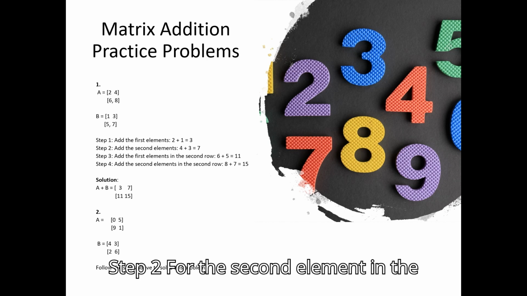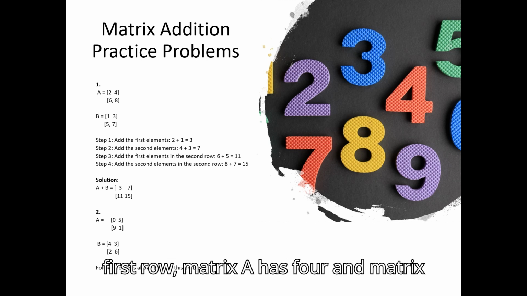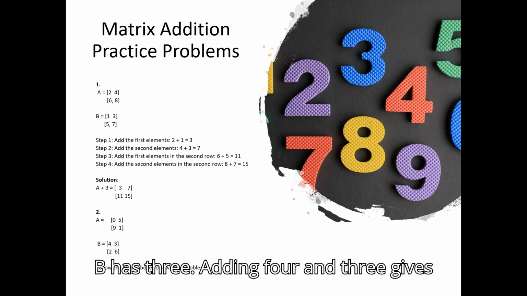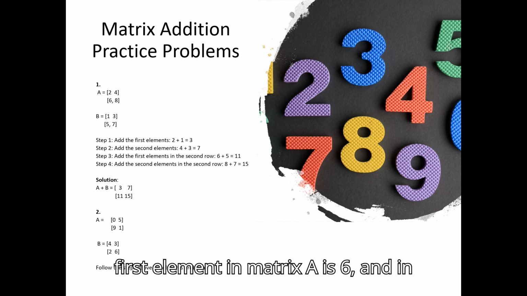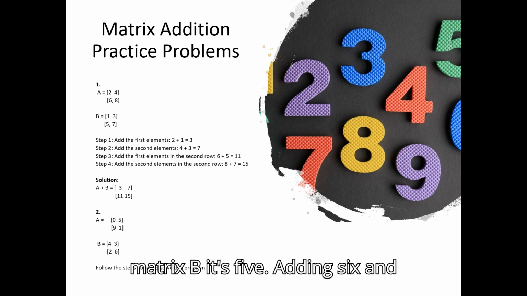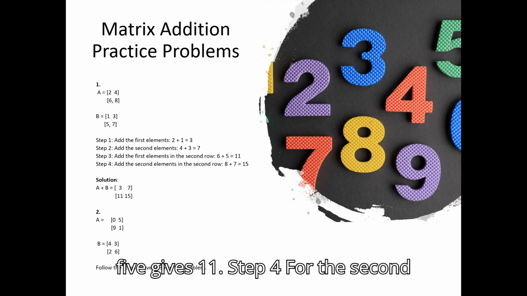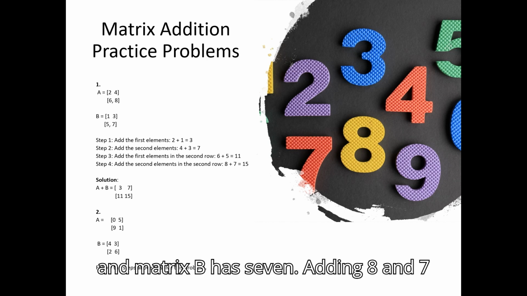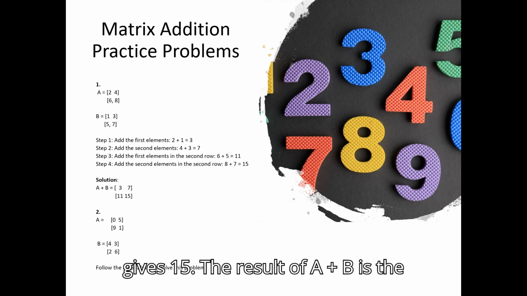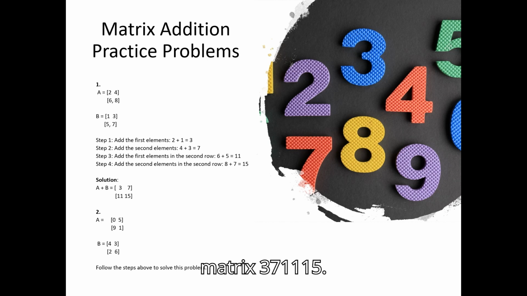Step 2, for the second element in the first row, matrix A has 4, and matrix B has 3. Adding 4 and 3 gives 7. Step 3, in the second row, the first element in matrix A is 6, and in matrix B, it's 5. Adding 6 and 5 gives 11. Step 4, for the second element in the second row, matrix A has 8, and matrix B has 7. Adding 8 and 7 gives 15. The result of A plus B is the matrix 3, 7, 11, 15.